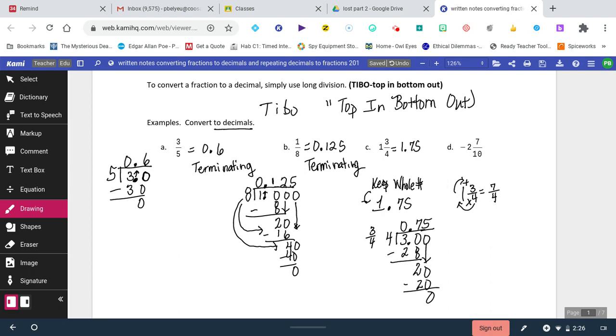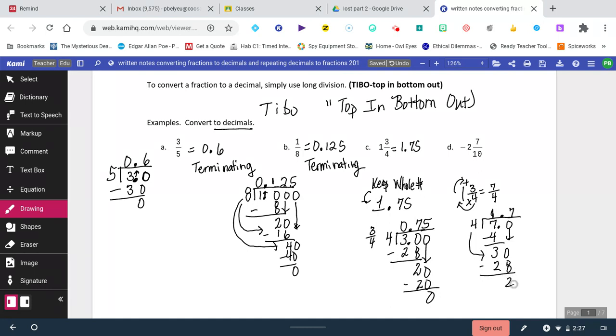And you can just T-bow 7/4, top and bottom out. Add a decimal and a 0. How many groups of 4 could you get out of 7? Well, you can only get one whole group of 4, which will leave you with a remainder of 3 left over. Bring down the 0. How many groups of 4 can you get out of 30? That would be 7. It's 28.